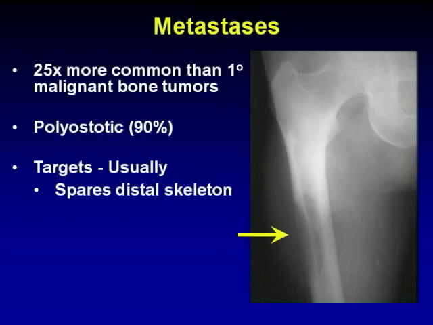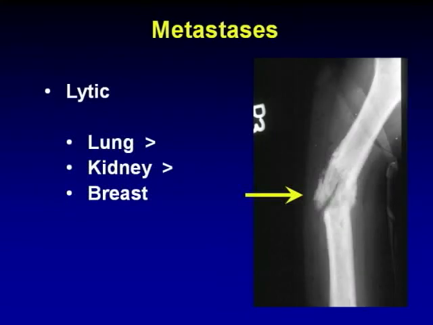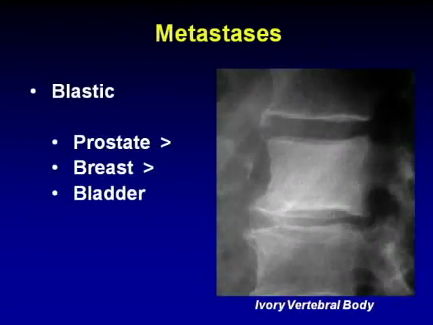Now, metastases in real life are 25 to 100 times more common than primary malignant bone tumors in adults. Most commonly when they present, they're polyostotic, and they most commonly target the central skeleton proximal to the elbows and the knees, and they typically spare the distal skeleton until late, although there obviously are exceptions to any rule. The lytic metastases most commonly come from primaries of the lung, followed by kidney and breast. Of course, blastic metastases commonly come from prostate, breast, and bladder, and we need to think about metastases in the differential diagnosis of an ivory vertebral body, as we'll talk about later.